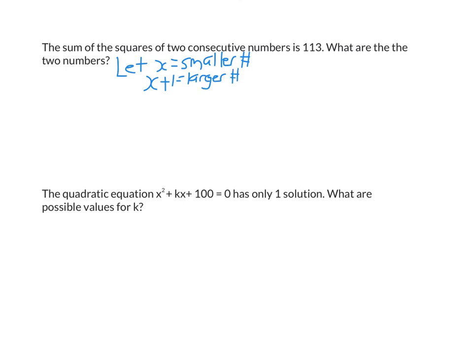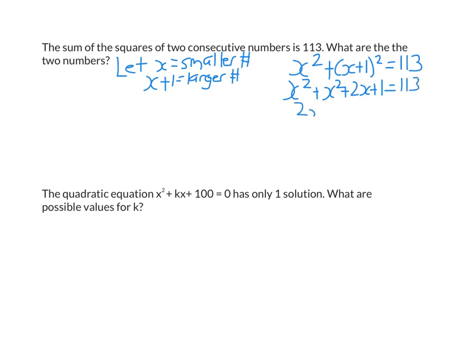So now we're going to write this worded information as an equation. The square of the smaller number is x squared. Like the square of 4 is 16. The square of 13 is 13 squared, 169. The square of the smaller number plus the square of the larger number is equal to 113. So we're going to expand the brackets, and then we're going to collect like terms. So obviously x squared plus x squared is 2x squared.